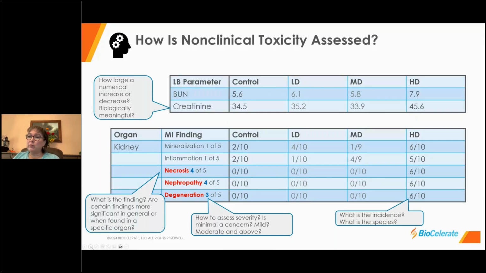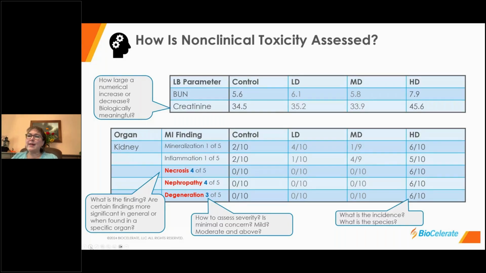But this is numerical. You might ask, is this statistically significant? And then even if it is, is it biologically meaningful? And that's based upon your own particular experience. So let's say you note something there in clinical chemistry that might be something there. Well, maybe you move on and you start looking at the actual organ. So you start looking at the kidney and the histopathology findings.